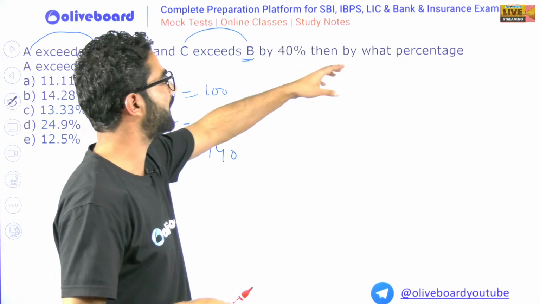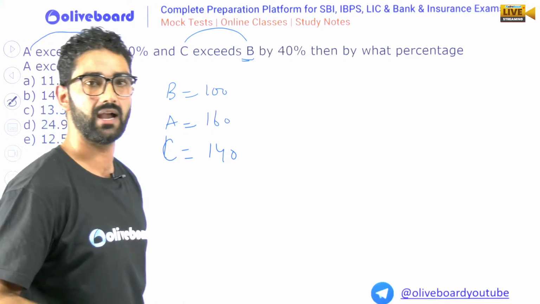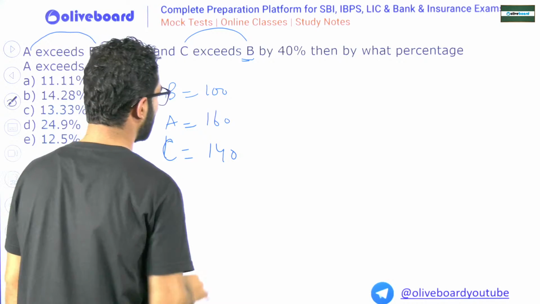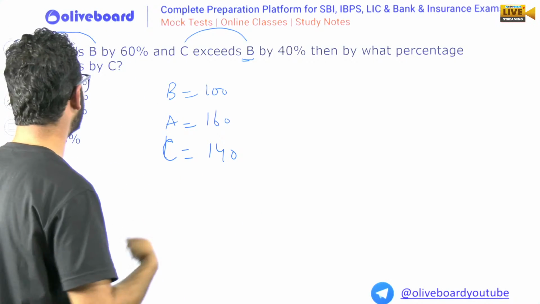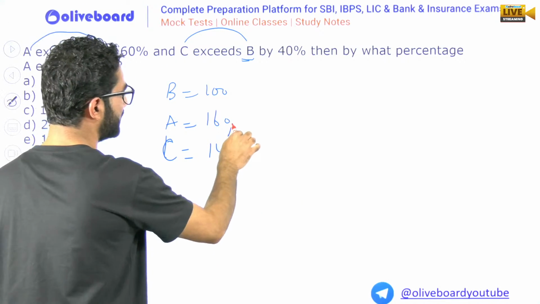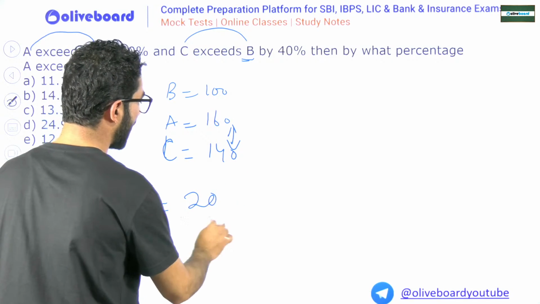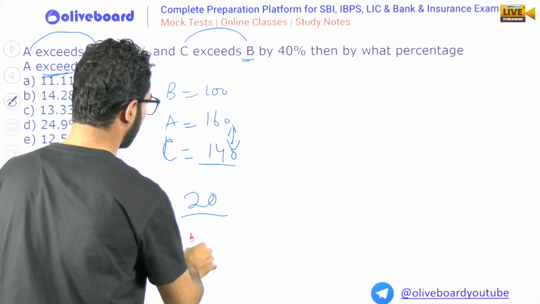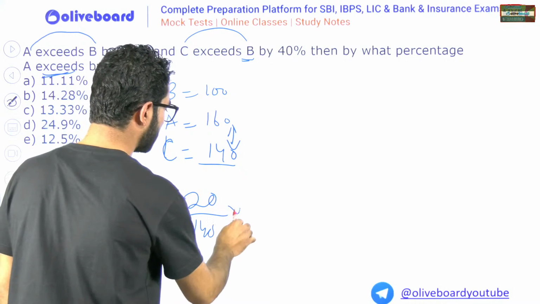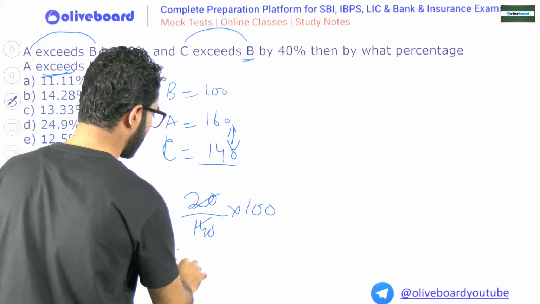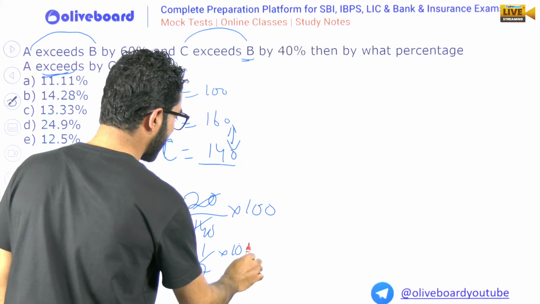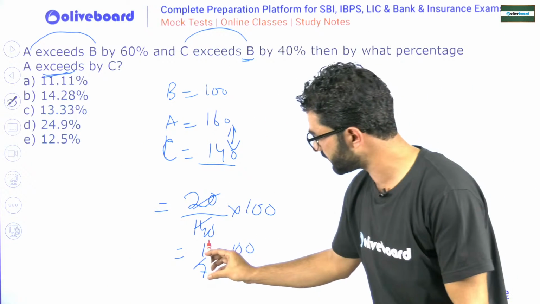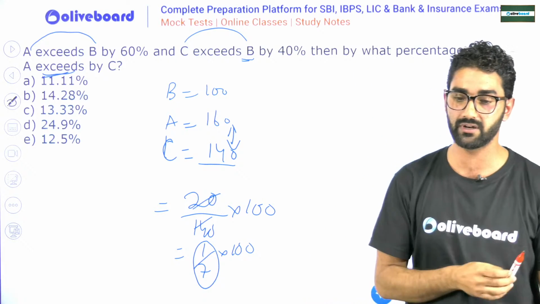Now what we have to calculate is what percentage A exceeds C by. How much percentile A exceeds C? Increase percentile or decrease percentile can be calculated. The change, the increase, is 20, and we have to calculate how much that is as a percentile. Just take the lesser value, that is 140, so it will be 1/7 multiplied with 100, and you know that 1/7 is nothing but 14.28. I told you that. Just try to remember these values. These are quite important from the exam point of view.